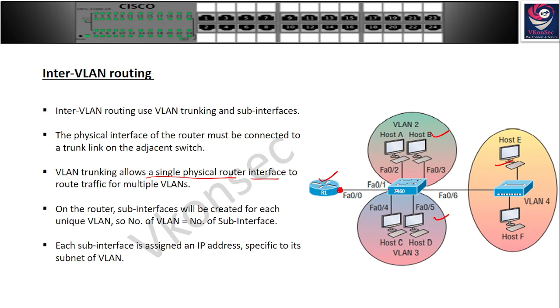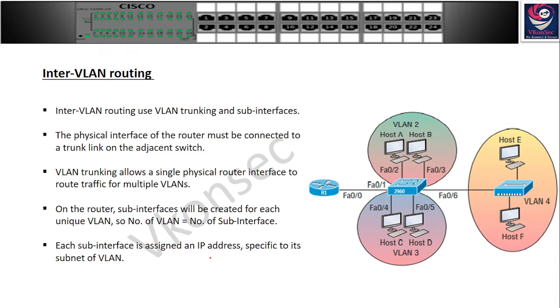So that we'll discuss. With the help of the physical interface on the router, sub-interfaces will be created. In this router, what will happen? You are going to use one physical interface, but this physical interface will be divided into multiple sub-interfaces as per the VLANs. So the number of VLANs is equal to the number of sub-interfaces. Suppose you have 3 VLANs, so you need 3 sub-interfaces at this point, right? We'll learn how we can create the sub-interfaces.